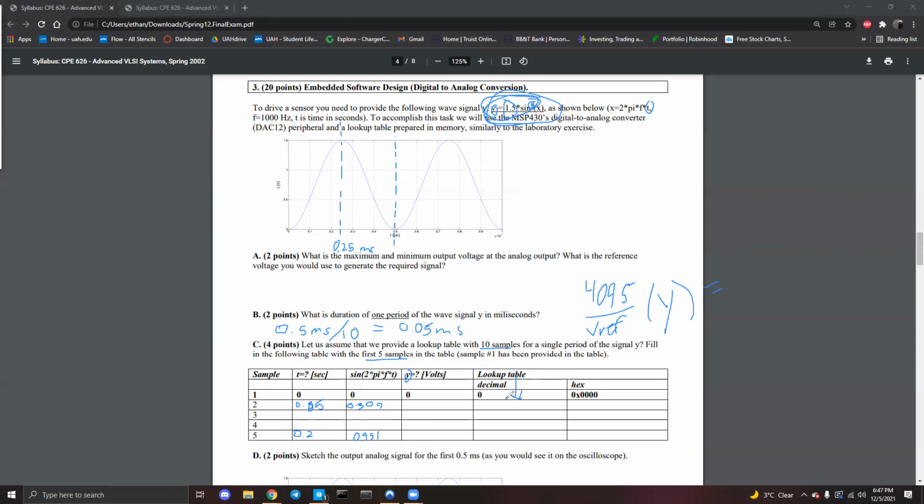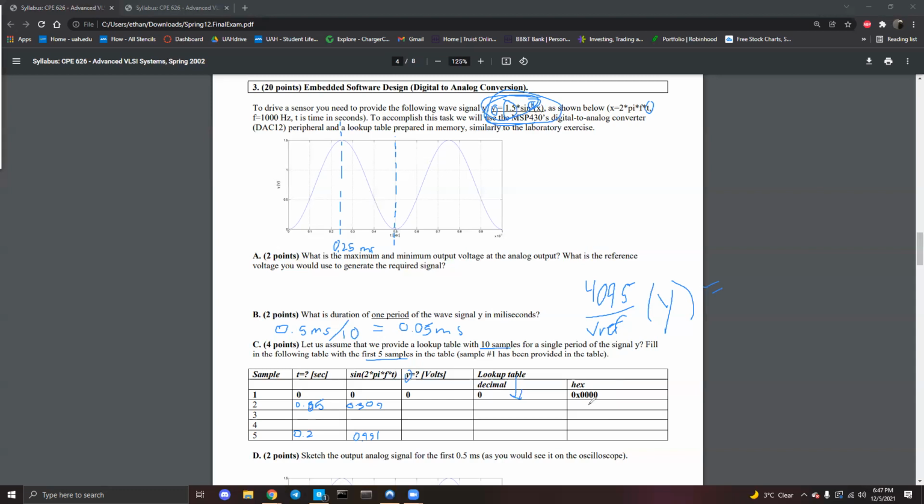These will all be in decimal, and then over here it just wants you to convert them to hex. That's easy. We don't need to look at that. That literally is just taking decimal and turning it into hex. The calculator comes in handy.